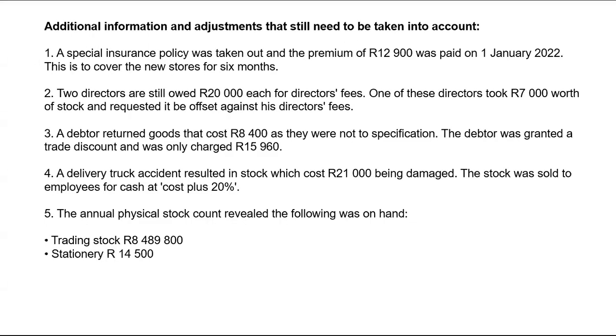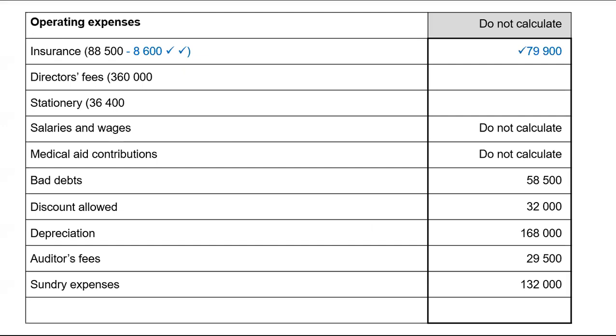It says that we have two directors that are still owed 20,000 each. So obviously they're owed 40,000 in directors' fees. One of these directors took 7,000 worth of stock and requested it to be offset against his director's fee. Please note when you get such information, this does not change the director's fee. The director's fee is still 40,000 that we still need to add as an expense in our statement of profit or loss. We are still going to have an accrued expense of 40,000. That does not change our director's fees.